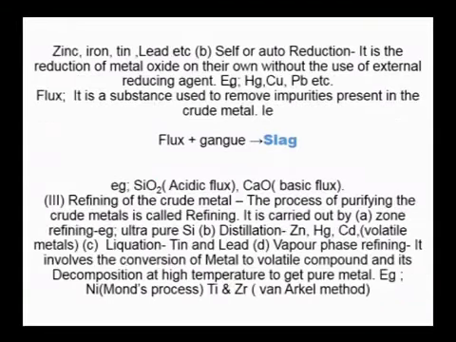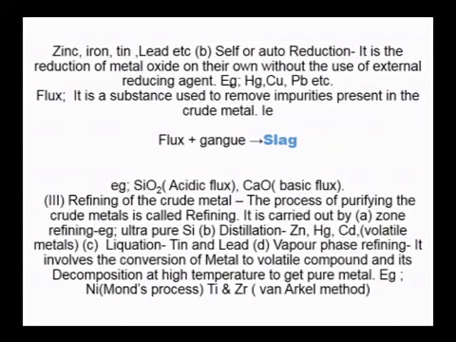For example, zinc, iron, tin, lead, etc. are obtained by this method. The second one is self or auto reduction. It is the reduction of metal oxide on their own without the use of an external reducing agent, called auto reduction, or also self reduction. For example, mercury, copper, Pb, etc. undergo self reduction to their respective metals. They are called crude metals.